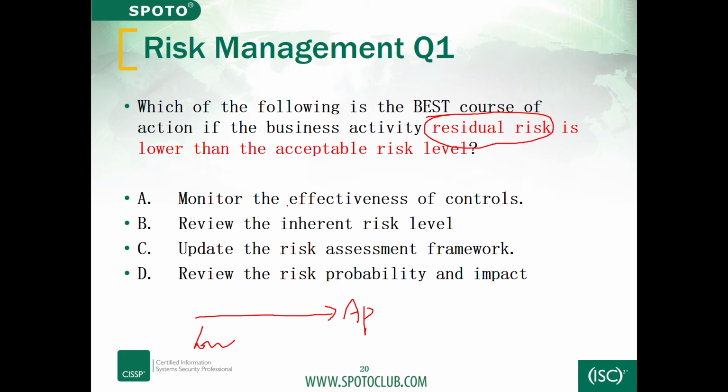The second: review the inherent risk level. The third: update the risk assessment framework. The fourth: review the risk probability and impact. This is the risk management activity. So we can choose the first one.